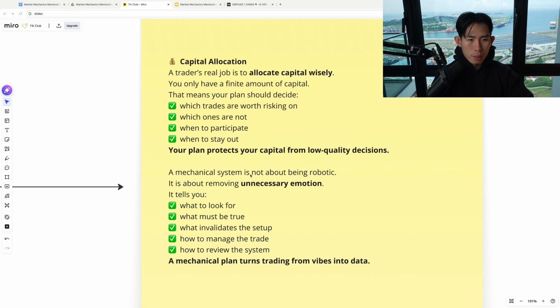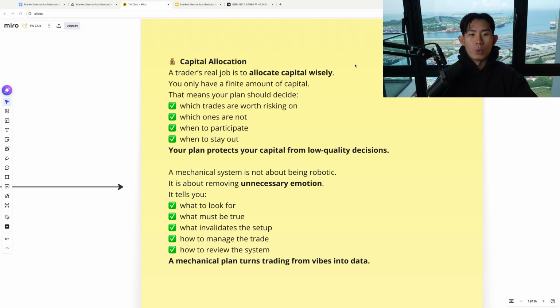So, a mechanical system is not about being robotic. It's about removing unnecessary emotion. It tells you what to look for, what must be true, what invalidates the setup, how to manage the trade, and how to review the system. A mechanical plan turns trading from vibes into data. That's the power of a mechanical plan. So once again, just understand that you need to have one and you need to keep it simple.